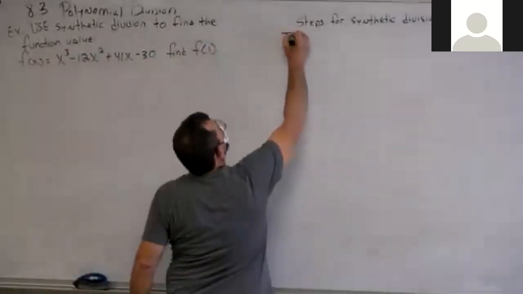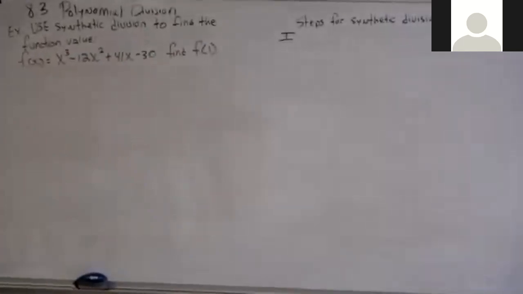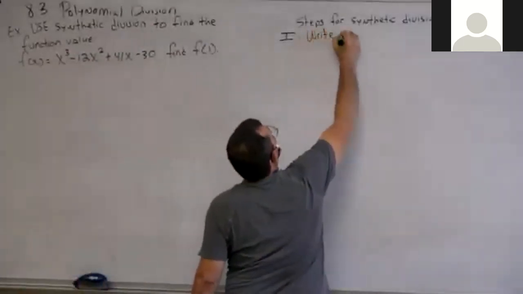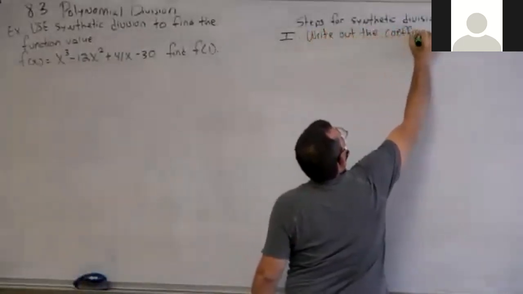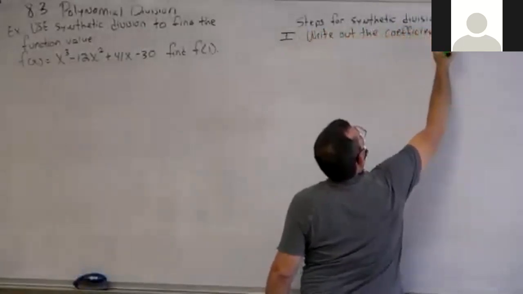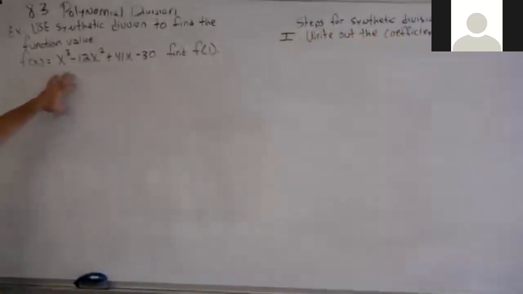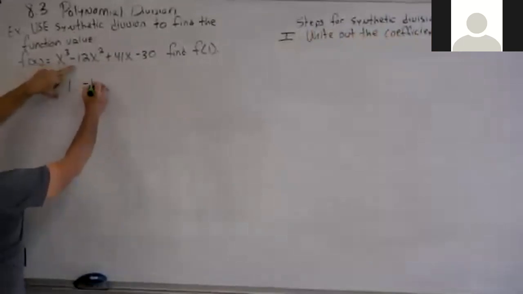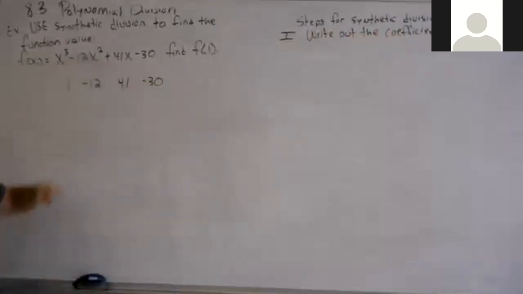So I'm still going to write my rules out while we work this problem. So the first thing you do on synthetic division, you write out the coefficients. All right, so the coefficients are your numbers in front of the variables. So I've got a 1, negative 12, 41, and a negative 30.